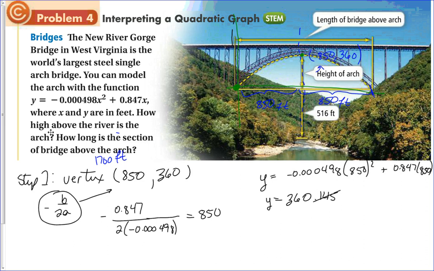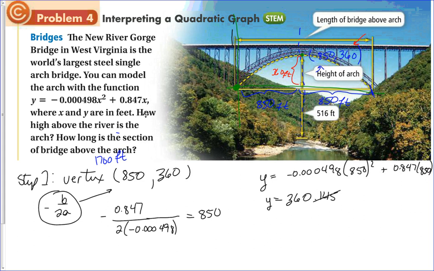Now, how high above the river is the arch? Well, if we made this into a graph, the height from the x-axis to the top of this arch is 360 feet, right? Because that's our vertex. That's the y value of our vertex, which is 360 feet.